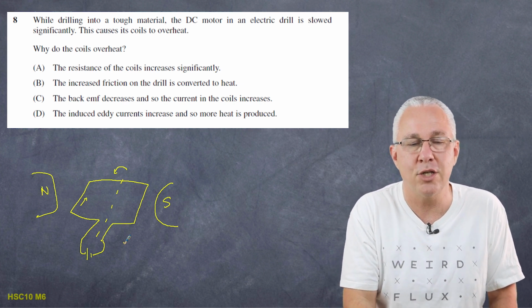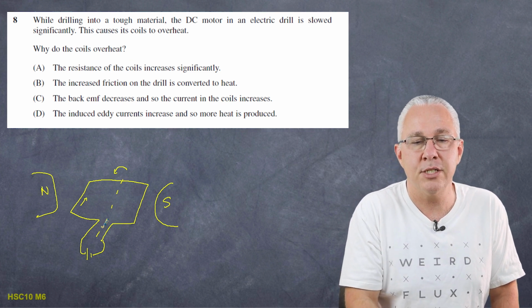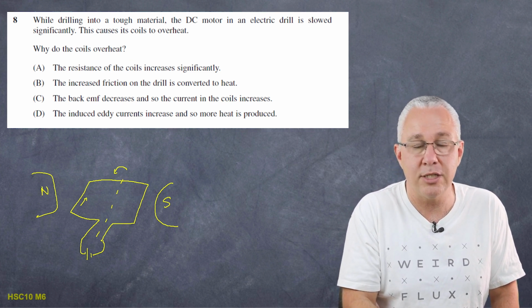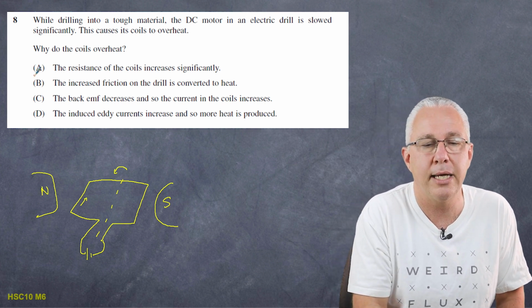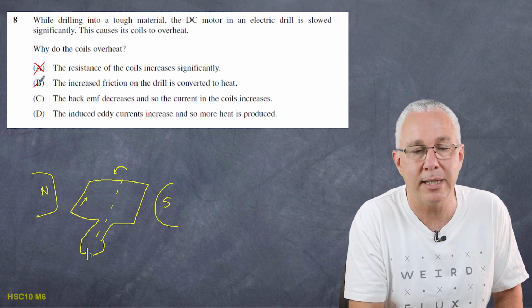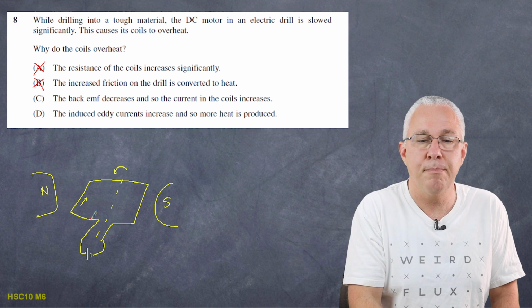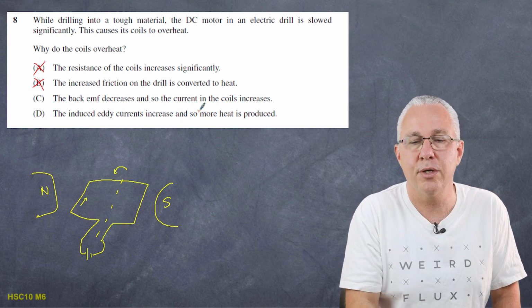So with those options, let's have a look at why the coils overheat. Well, A, the resistance of the coils increases significantly. Actually, no, the resistance of the coils doesn't change. They're still the same. So A is incorrect. B, increased friction in the drill converted to heat? No, it's not about that either. C, the back EMF decreases. We've just discussed that. And so the current in the coil increases.